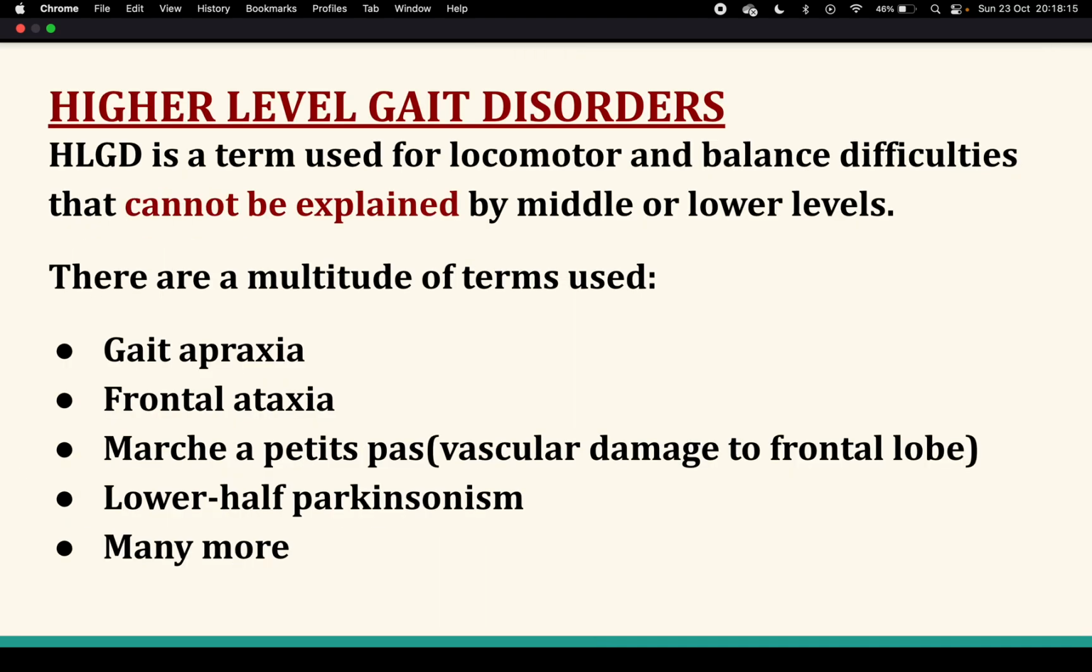Coming to the last, higher level gait disorder is a term used for the locomotor and balance difficulties that cannot be explained by the middle or lower levels. There are multitude of the terms used to describe this like gait apraxia, frontal ataxia, petit pas due to vascular damage to the frontal lobe, and lower half Parkinsonism, and many more.